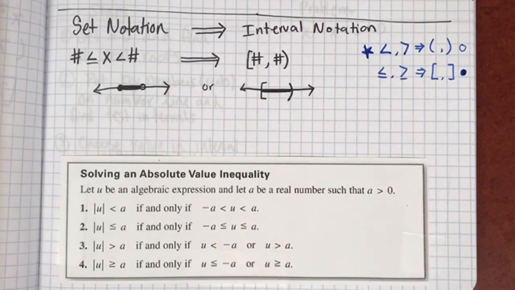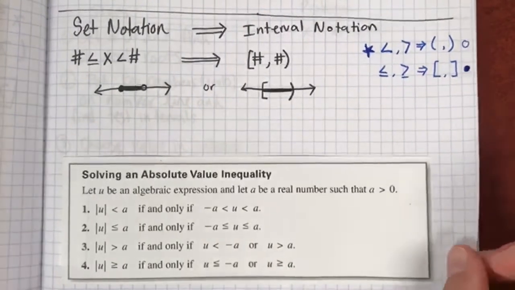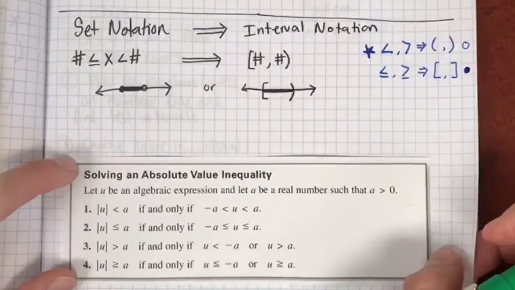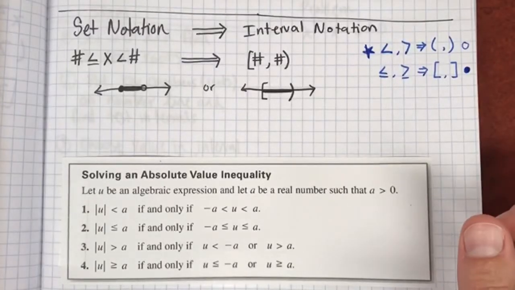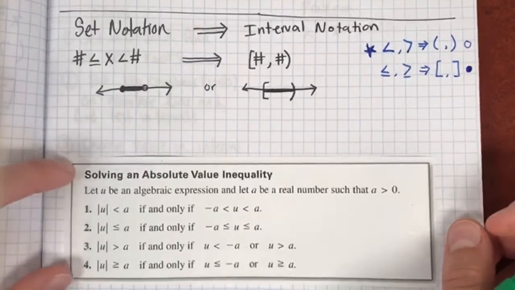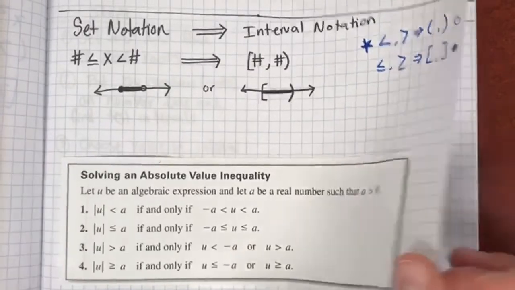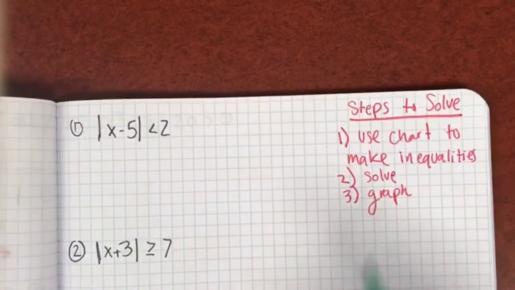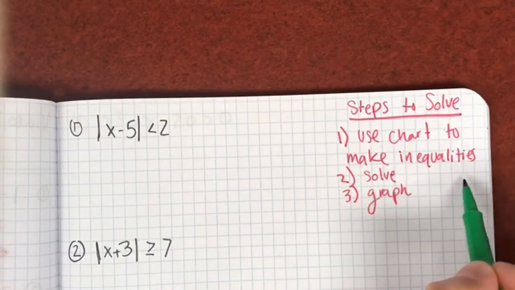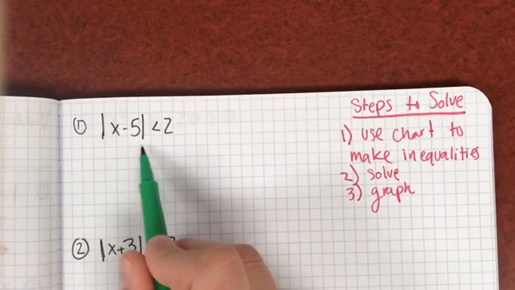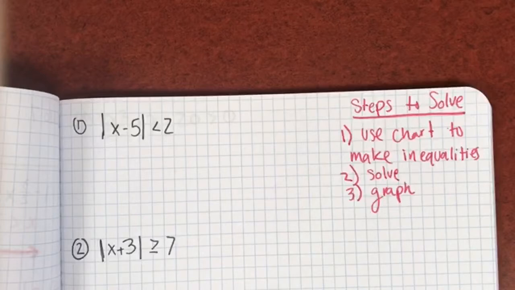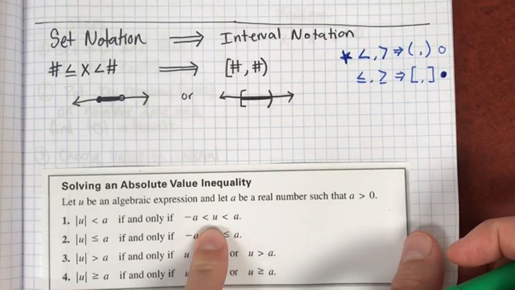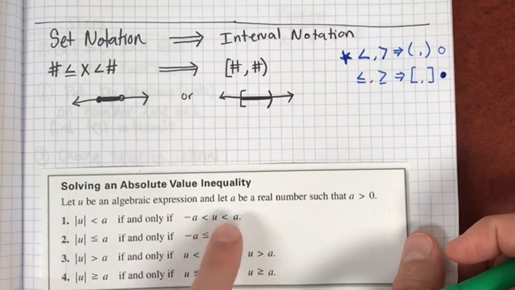So we'd have two separate statements. And this little piece of information right here, this chart, is key to solving these. It'll be really hard to solve these inequalities if you don't have this memorized or if you don't refer back to it. All right, so to solve this, first make sure we use the chart to make our inequalities. So here we have an absolute value less than a number. So if it is less than, we're going to have an and statement with negative a and positive a.